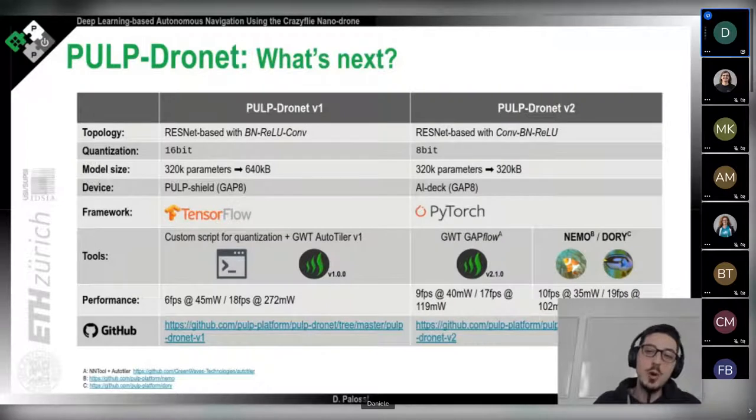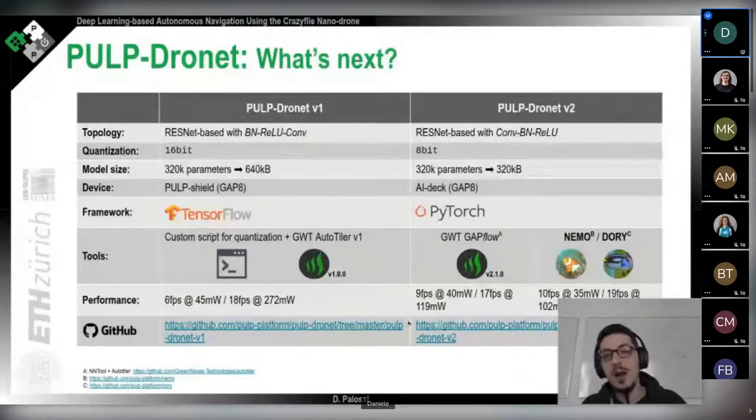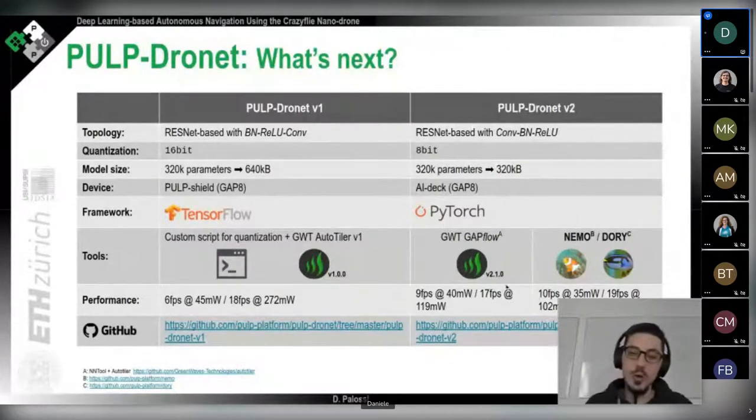So we kept working with this PULP drone, and we moved into what we call the PULP drone V2. This is an intermediate step. We are aiming at a more interesting PULP drone V3 version, but it was required to bring the PULP drone onto the AI deck. If you go on our GitHub webpage, you can actually find the new models now in PyTorch, because we also moved into much more friendly tools, and we did some evaluation of two pipelines, of two workflows.